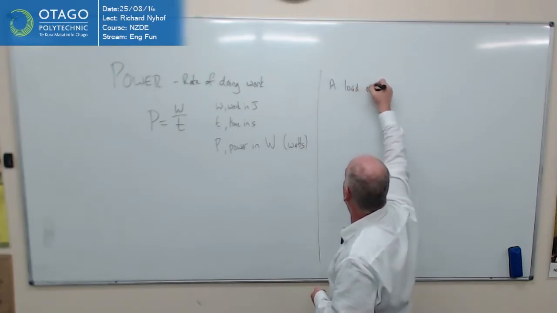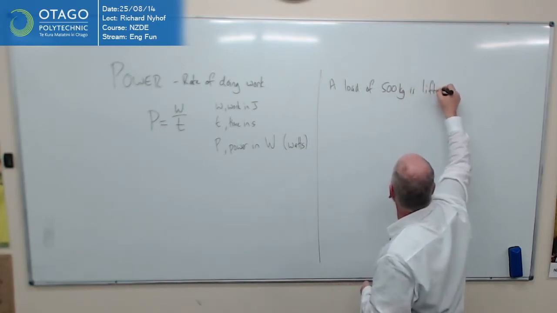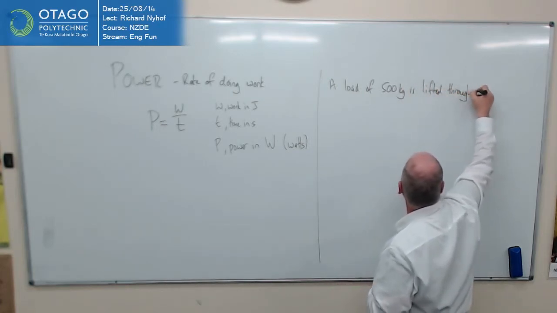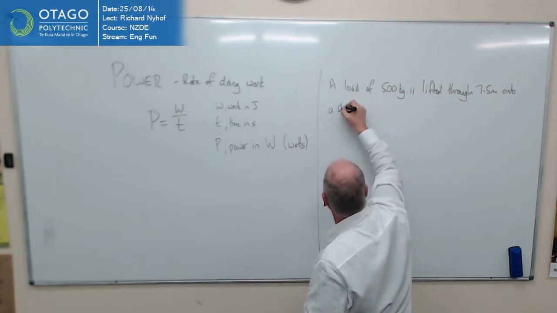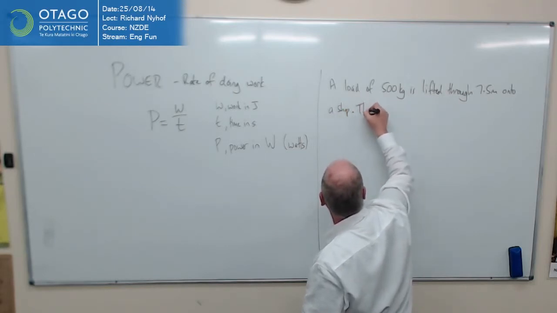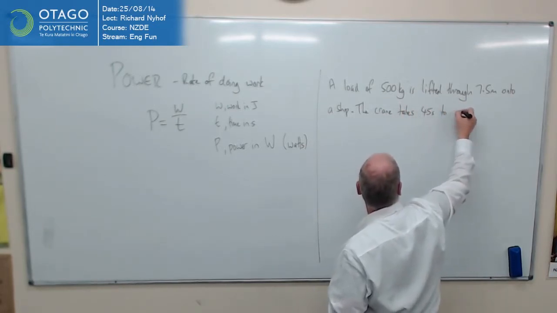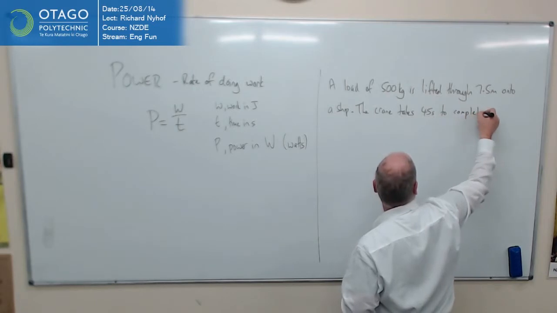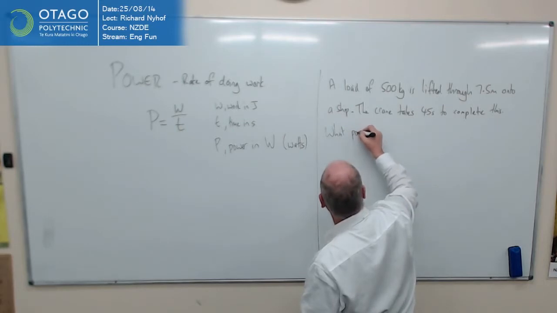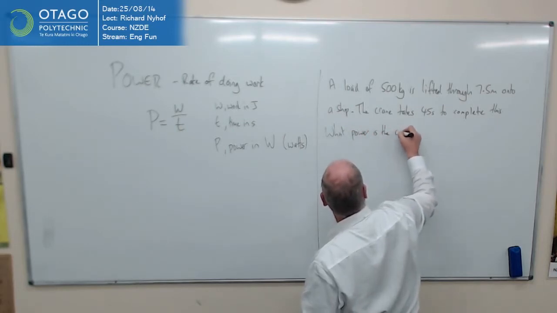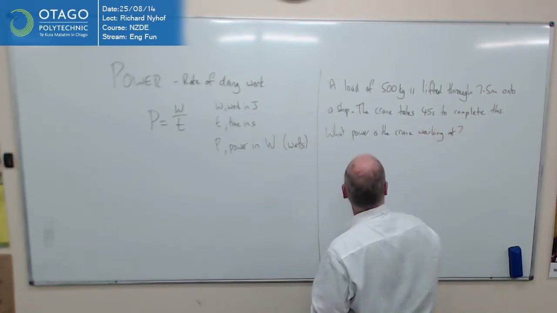Okay, so a load of 500 kg is lifted through 7.5 meters onto a ship. The crane takes 45 seconds to complete this. What power is the crane working at? That's the sort of thing which you may need to be able to do.